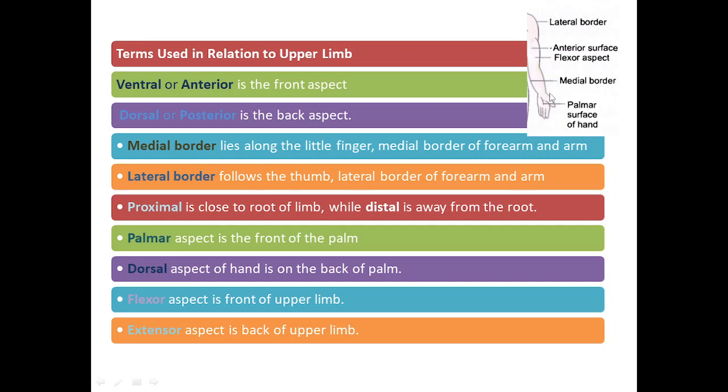This is the palmar side of hand in which the creases and lines are present. The dorsal side is the back side. Flexor aspect is the front. This is flexor side and that is the extensor side, because decrease in angle occurs when these two surfaces are brought close.